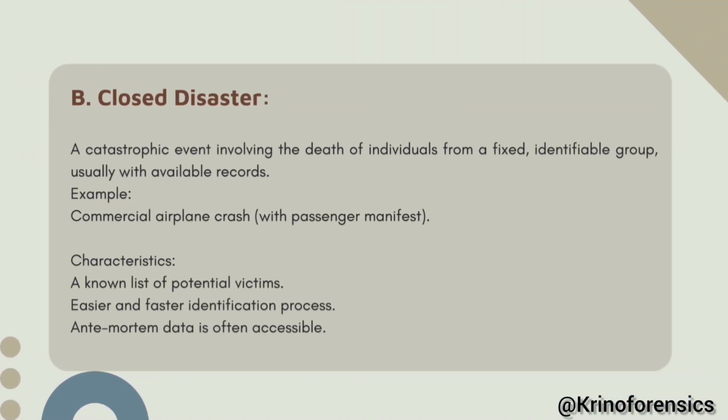Closed disaster. Closed disasters are events that take place within a confined area. Example, a fire accident in an organization at a workplace. Here, the organization will have a set of details of the employees who are working in the workplace. So in this way, it is very easy, in comparison to open disasters, to find out the people who were present at the time the disaster took place.